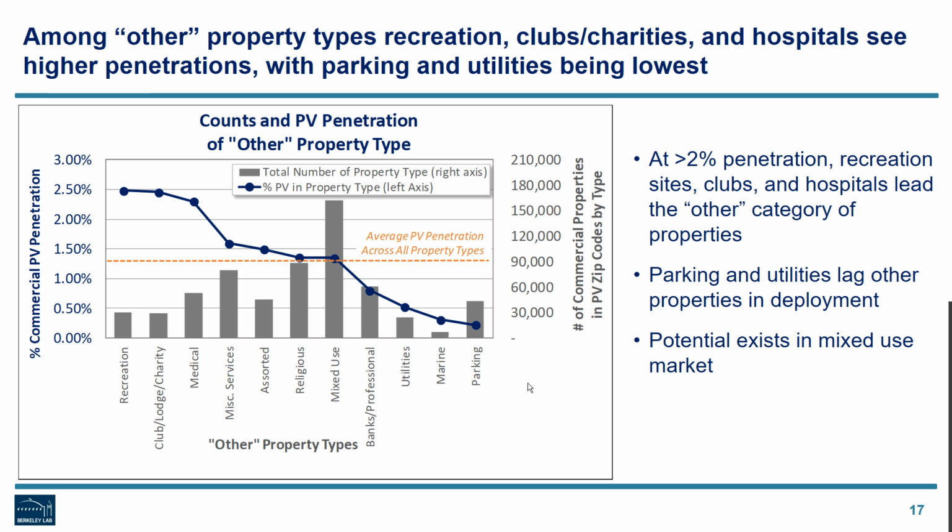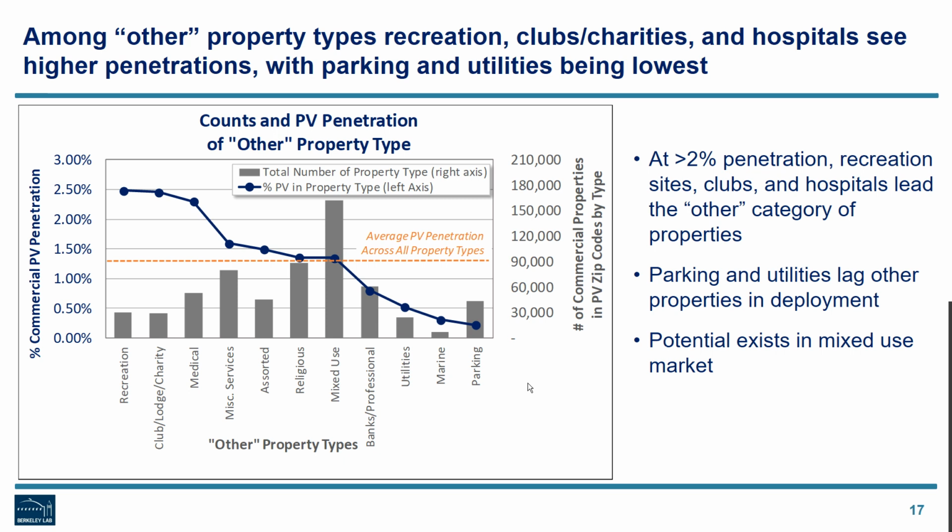Clubs and charities might have a concentrated ownership. They might not have tenants. We'll talk about these two things in a moment. And perhaps they have an environmental motivation, which encourages greater deployment there. Hospitals have relatively large roofs in our sample and often a single owner for the entire property. That might mean why they see higher penetrations.